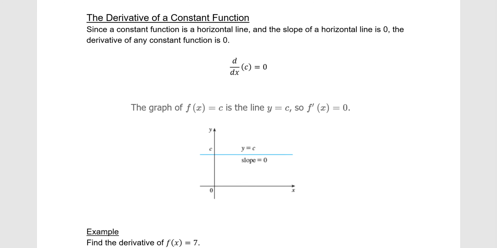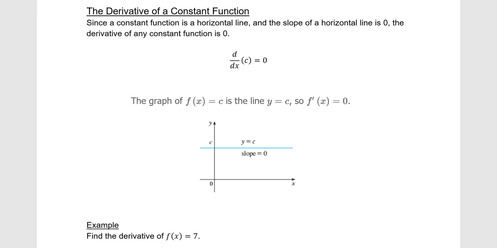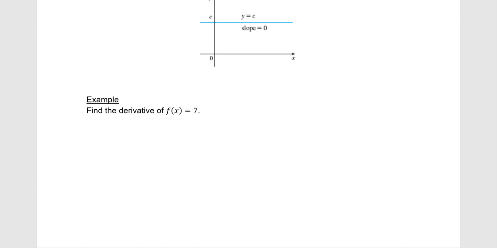So starting with the derivative of a constant function. We know a constant function, if we graphed it, is a horizontal line. So the derivative of any constant function, d dx of c, is going to be 0. Remember, we're finding kind of like a slope function with the derivative. So if it's a horizontal line, the slope is always 0, so the derivative will be 0.